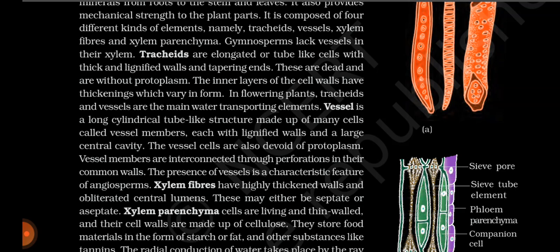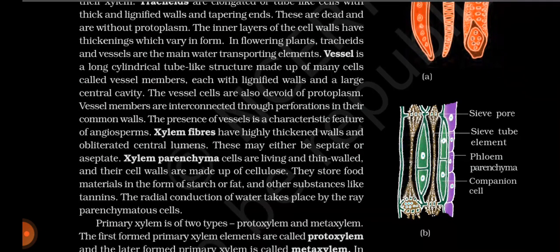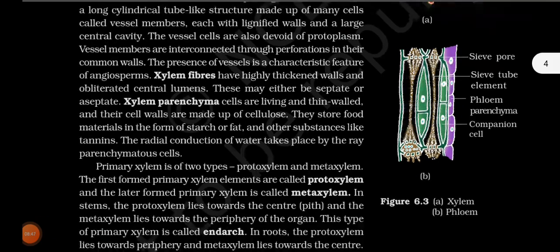Xylem fibers have highly thickened wall and obliterated central lumen. These may either be septate or aseptate. Xylem parenchyma cells are living and thin-walled and their cell walls are made up of cellulose. They store food material in the form of starch or fat and other substances like tannin. The radial conduction of water takes place by the ray parenchymatous cells.